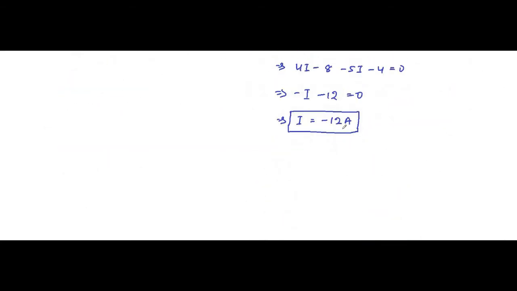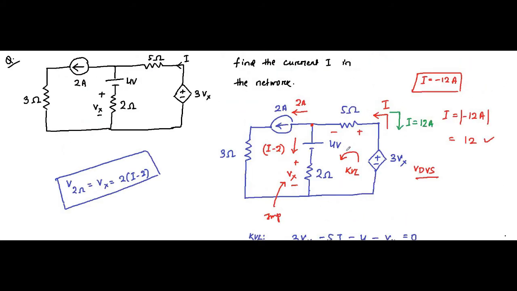I have discussed it many times that whenever you get an answer where the current value is coming minus 12 ampere, it means the magnitude is right, but the only thing that is wrong is the direction. That's why the minus sign. So the assumed direction is wrong, the actual direction is opposite to the assumed, given direction. So here we have solved the circuit.